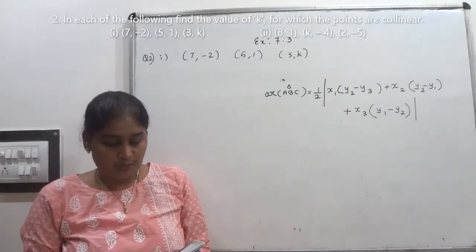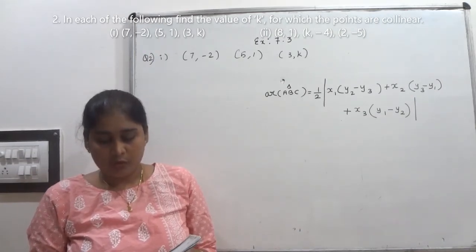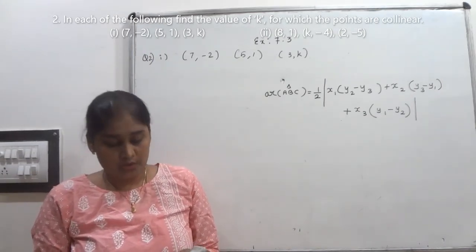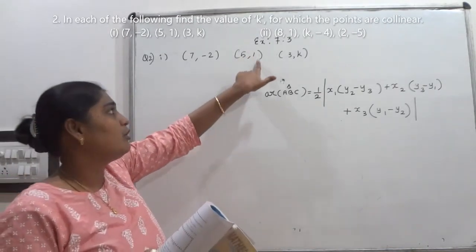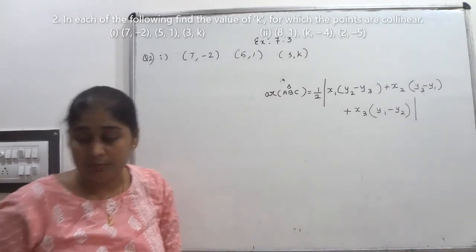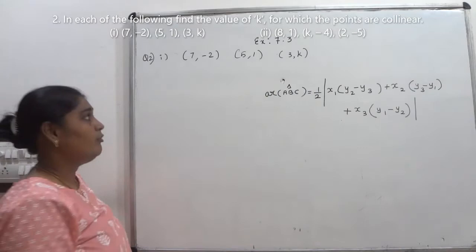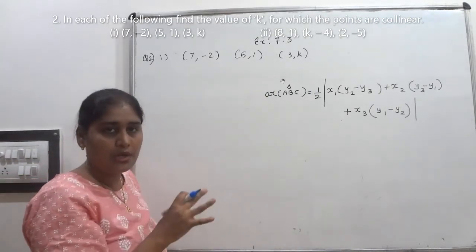Question number 2. In each of the following, find the value of k for which the points are collinear. First part: (7, -2), (5, 1) and (3, k). These are the points given to you. What's your question? Find the value of k when these 3 points are collinear.